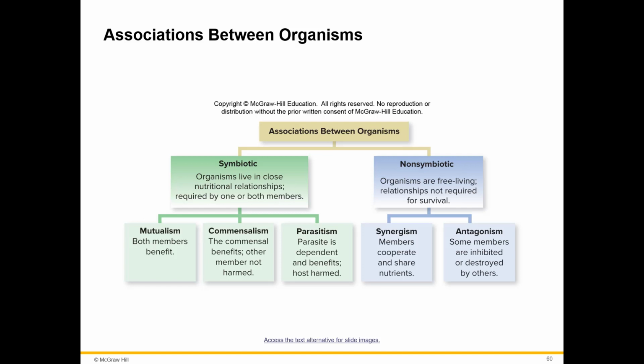Commensalism. The commensal benefits and the other member is not harmed. This would be, for example, a microbe that lives on the surface of a fly. So those microbes are getting protection, they're getting to eat nutrients, but they're not necessarily harming the fly. The fly doesn't care that they're there.